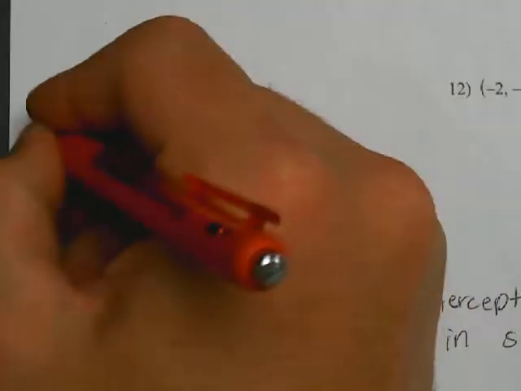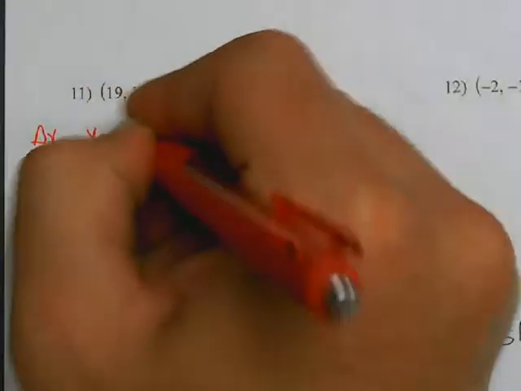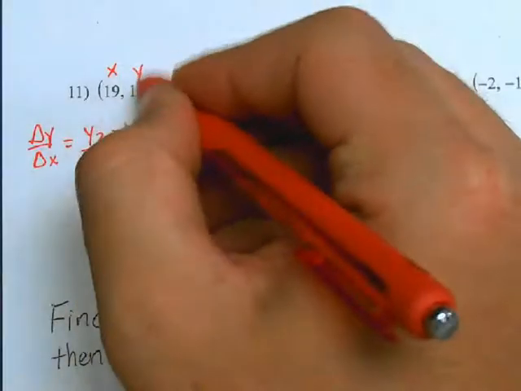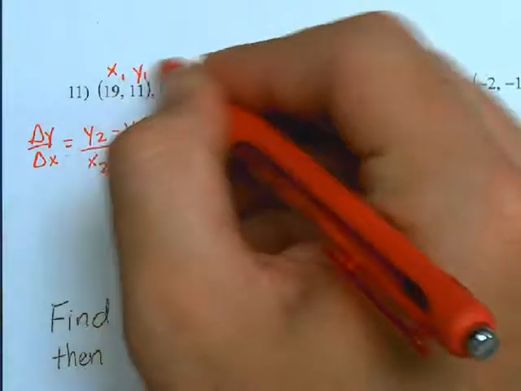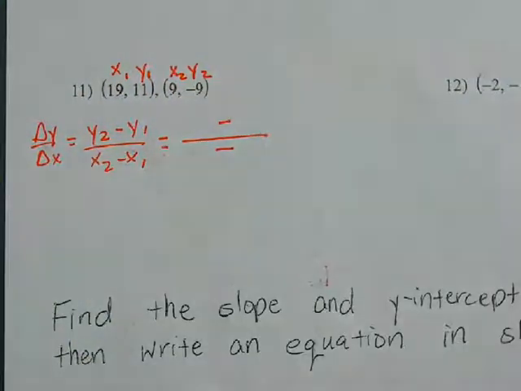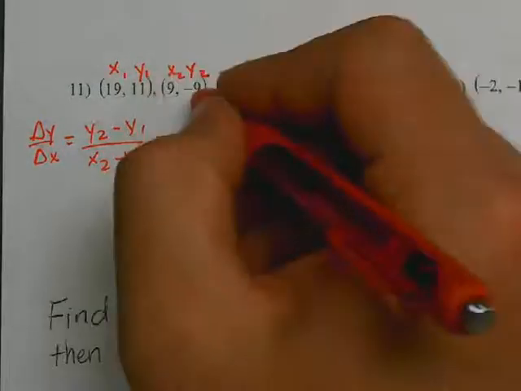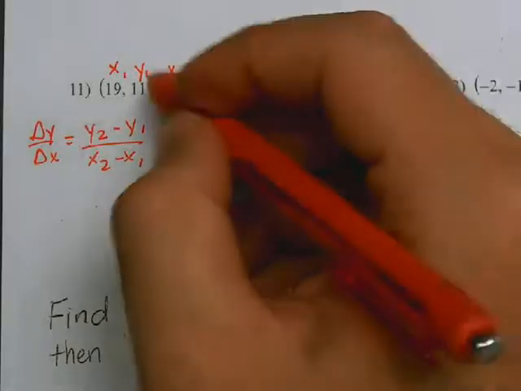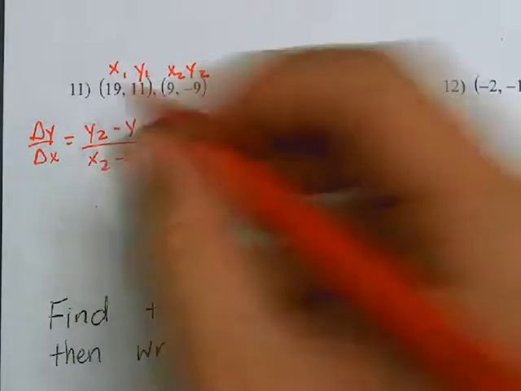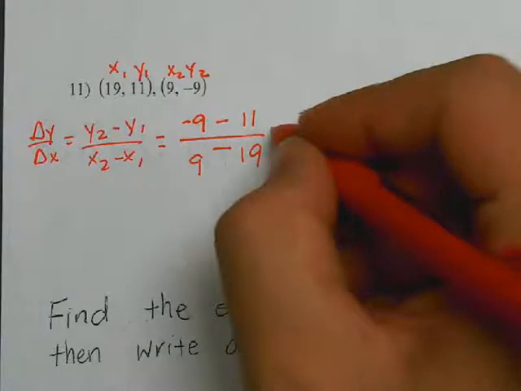You do the change in y over the change in x, which is y2 minus y1 over x2 minus x1. From there, we label xy, xy, 1, 1, 2, 2. I'm going to write that out, draw my subtractions in, and now I'm going to substitute in. So I got negative 9 is my y2, 11 is my y1, I have 9 there, and x1 is 19. So negative 9 minus 11 would be a negative 20.